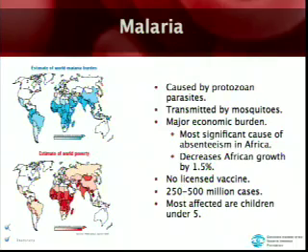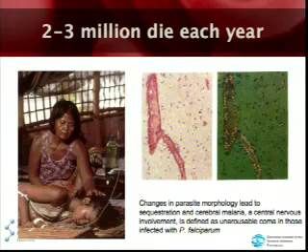Currently there are about 250 to 500 million cases. It looks like we have a downward estimate, and I'll go into that a little bit later. Most of the people that are affected are children under 5. This is just a picture of what the disease looks like. This is a woman taking care of her sick daughter. And about 2 to 3 million children usually die each year.